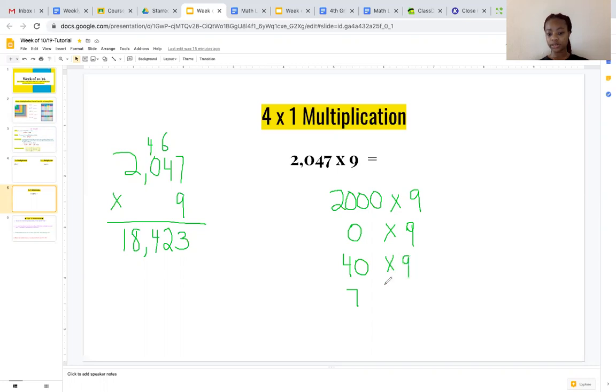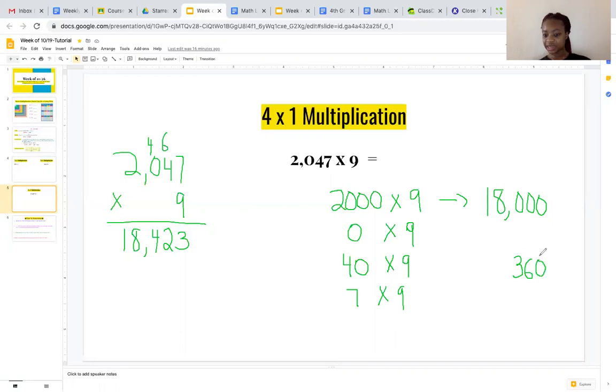Times 9, times 9. So here we have 18,000. 0 times 9 is 0. So that doesn't really add anything to what we're working with, right? 0 added to a number is always going to be that number. And then we have 40 times 9, which is 360. So let's, whoops, make sure that this is lined up nicely.